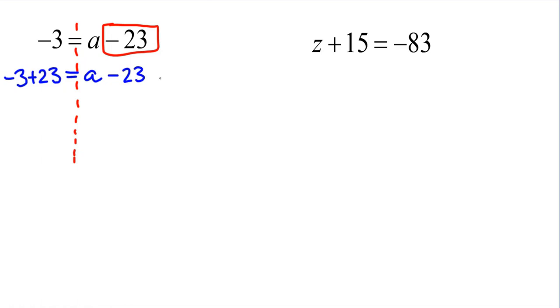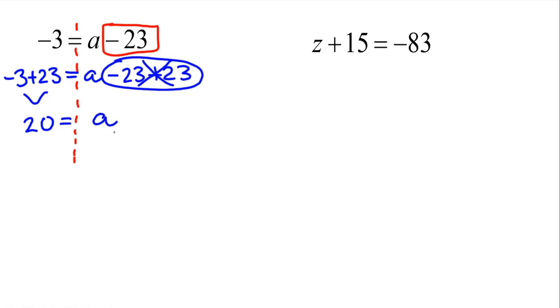And notice again, I rewrote everything, and I'm adding 23 to both sides. On the left-hand side, negative 3 plus 23 is positive 20, and that's going to be equal to a minus 23 plus 23. And again, these two terms cancel each other out. That's 0, so all I have is a. So 20 is equal to a, and there's my solution.